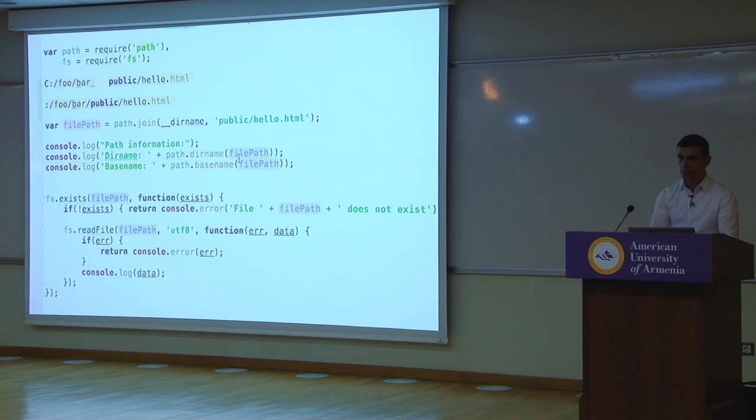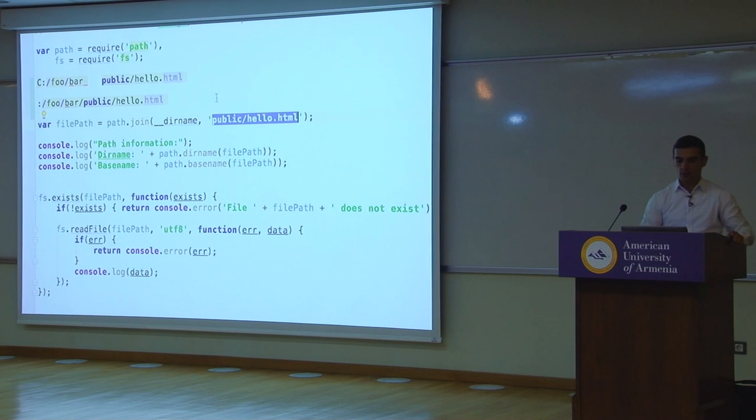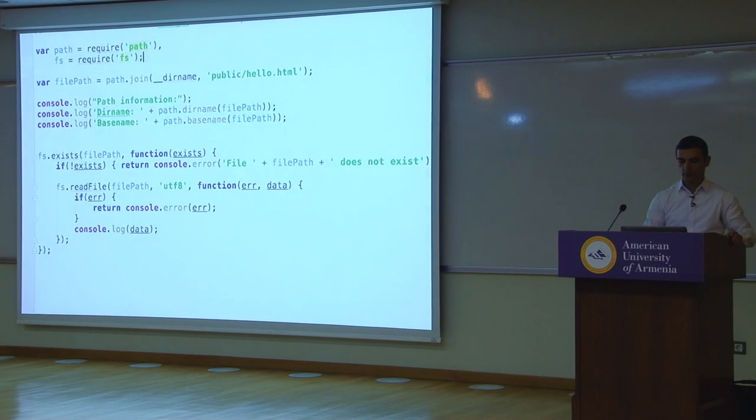Does that make sense? OK, so that's what join does. It takes the current directory, and it joins public hello HTML to get one long path. Kind of with me? OK, so that's what that does. Now, what is public slash hello HTML? Well, let me show you.